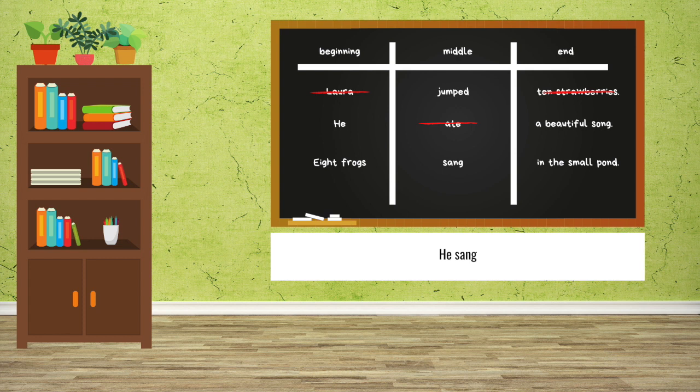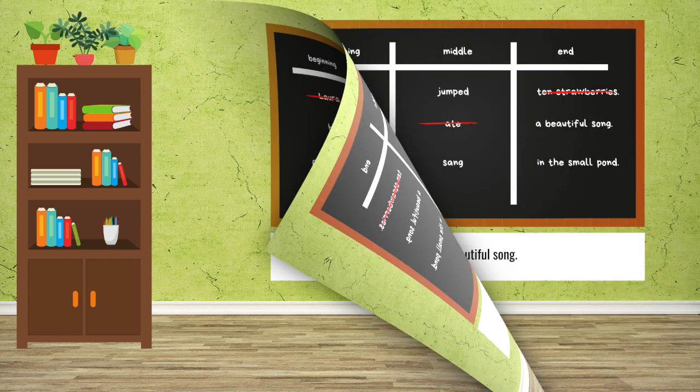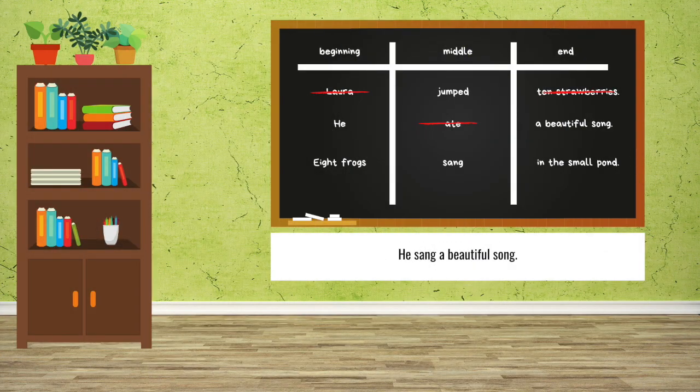I wonder what I'll pick next. Now it's time to move on to column 3, end. And in the end column, I have 2 choices, a beautiful song or in the pond. As you can see, I selected a beautiful song. So now my sentence says, he sang a beautiful song.